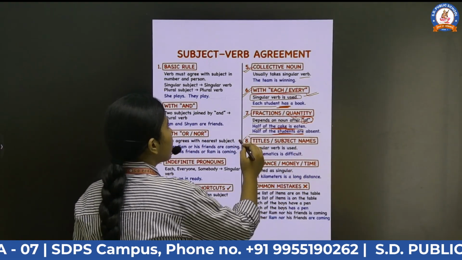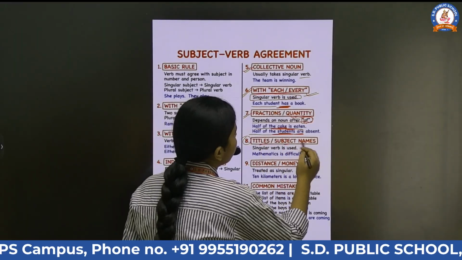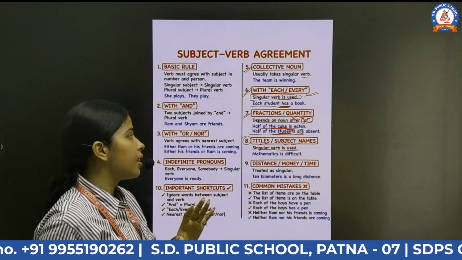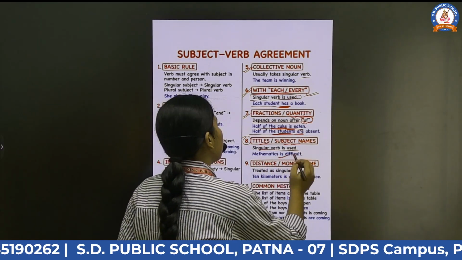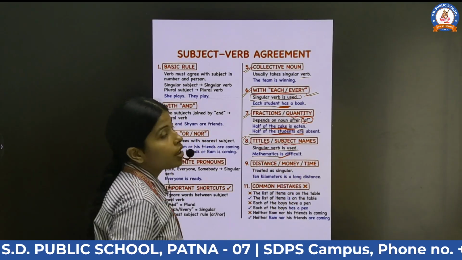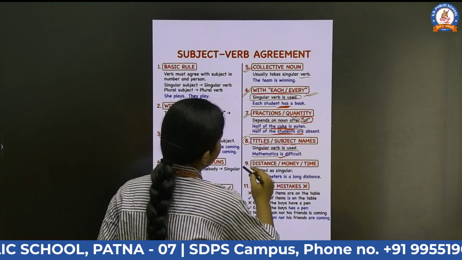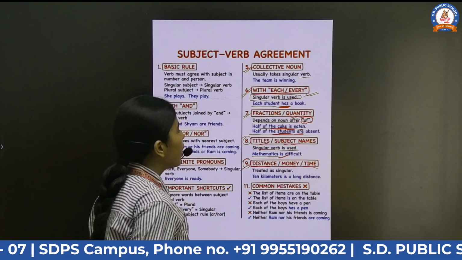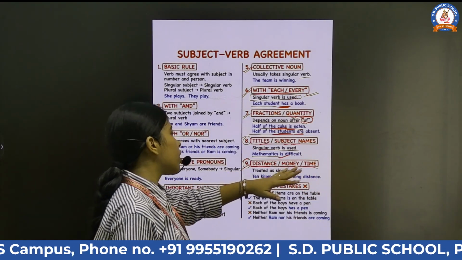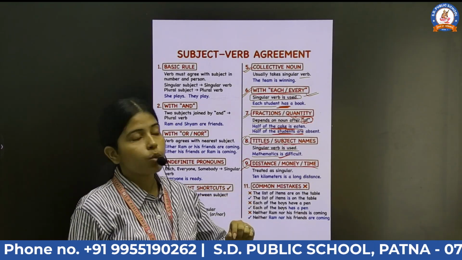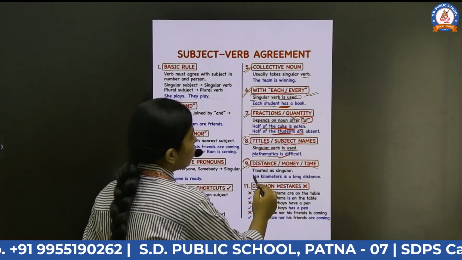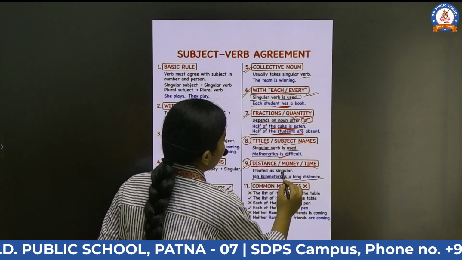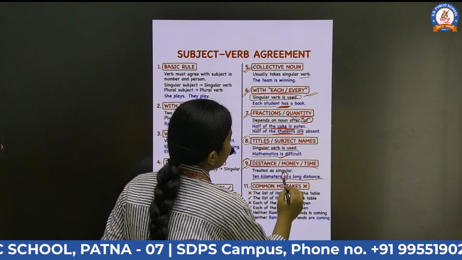Okay, next, number eight, with titles, subject names, singular verb is used. If titles or the subject names are mentioned, then we will always use singular verb with them, as like mathematics is, Hindi is, these type of things. Ninth one is distance, money or time. If we are talking about distances, money or time, we will treat them as a singular noun, right? And therefore जो वहाँ verb use होगा वो भी singular ही रहेगी. For example, 10 kilometers is a long distance. Here you can clearly see is, what is it? It is a singular verb.